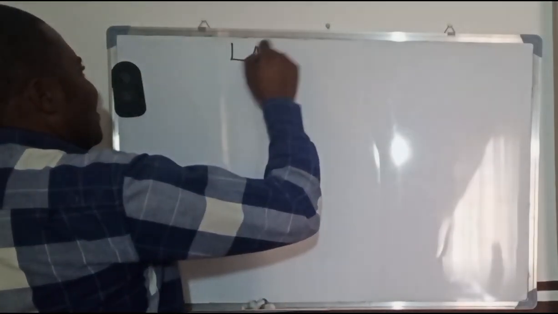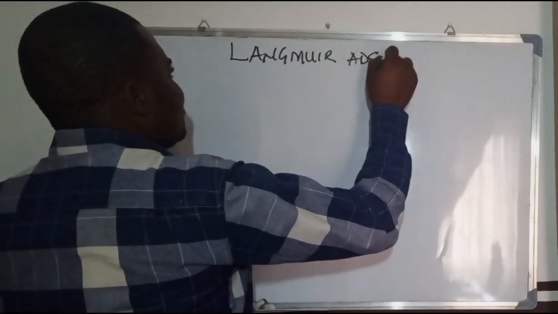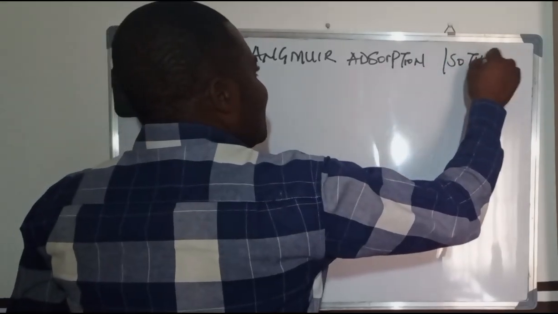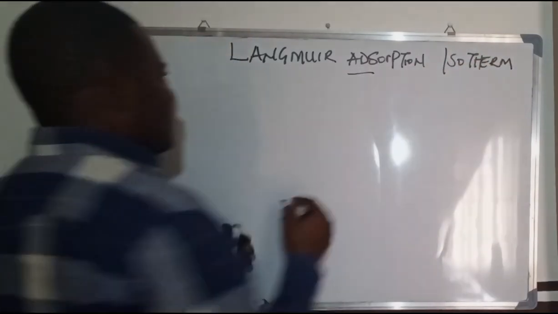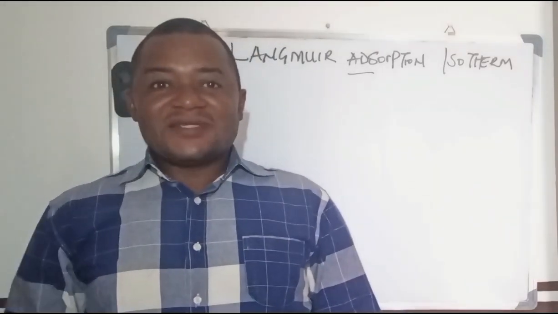Today, we are going to discuss something concerning adsorption isotherm, and that is a very interesting area of surface and colloid chemistry. So we're going to look at the Langmuir adsorption isotherm. That is what we are going to be looking at today, the Langmuir adsorption isotherm.